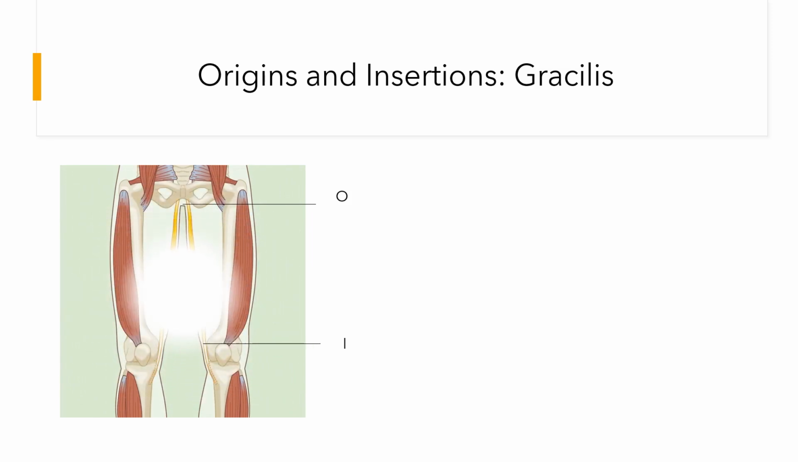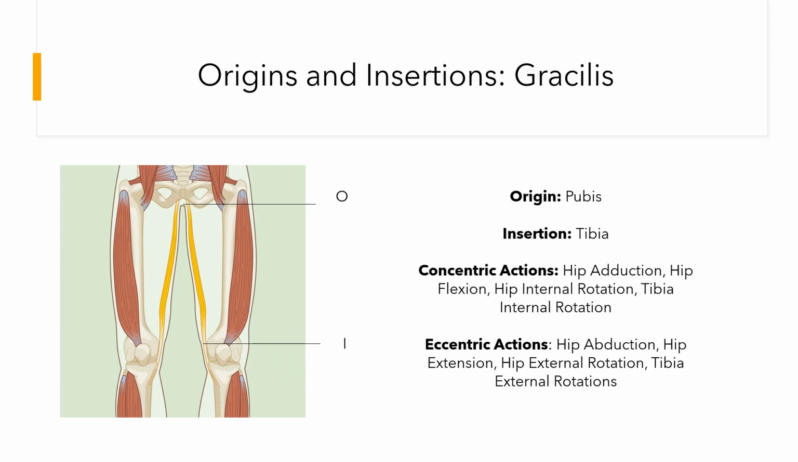And finally, the gracilis looks like a blade of grass. Long, thin blade of grass. Difference with this one: it originates in the pubis, inserts into the tibia, allows for adduction, flexion, internal rotation, but it also internally rotates the tibia in certain motions. Eccentrically, abduction, extension, external rotation, but obviously by the nature of opposites, it will externally rotate the tibia.